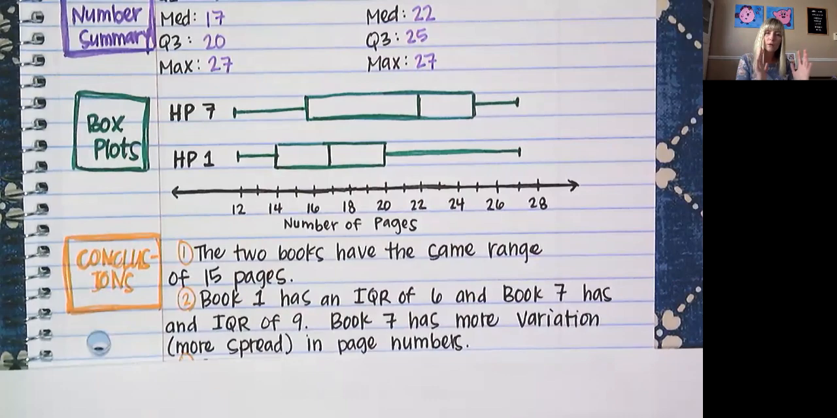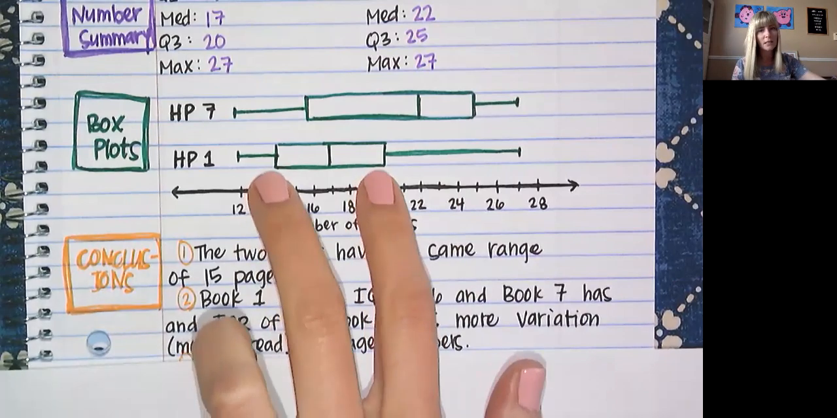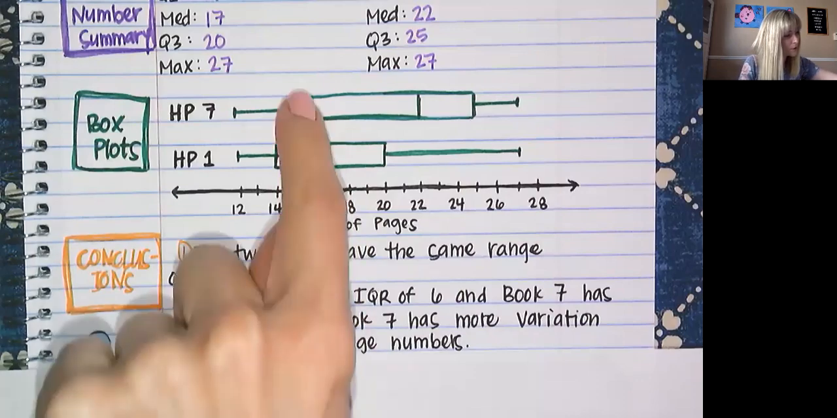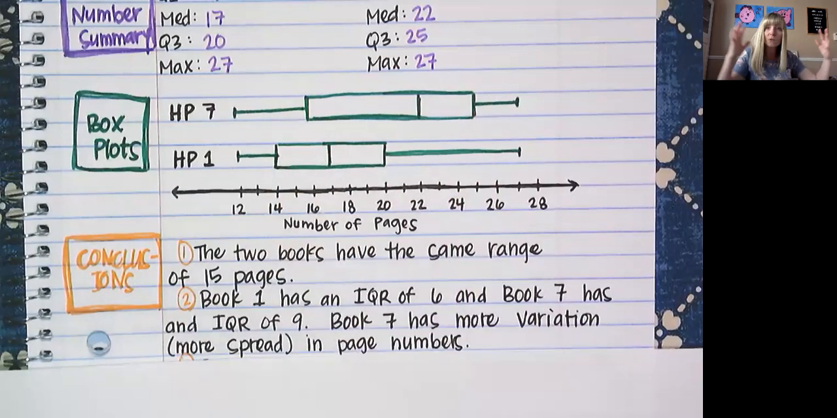That means where Harry Potter 1, yeah, everything technically was between 12 and 27, but this little box here tells me that 50% of those chapters were really between 14 and 20, where 50% of these chapters were really between 16 and 25. So a little bit more variation, a little bit more spread there. Bigger IQR. There's my second conclusion.